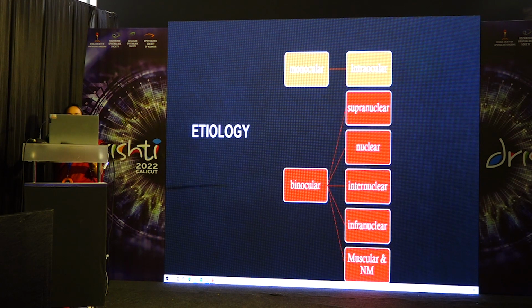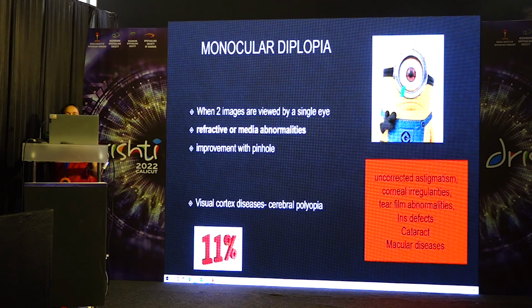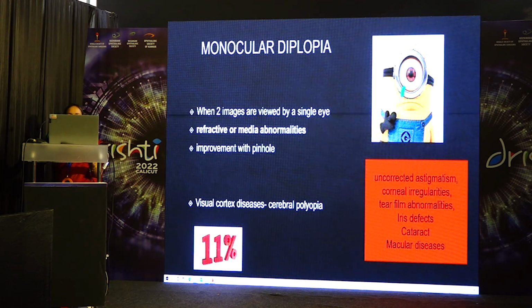a diplopia. Sometimes it can be monocular or binocular. Monocular, the lesions can be local, like intraocular causes. Binocular, the lesions can be at the level of supranuclear, nuclear, internuclear, infranuclear, or at the level of muscle or neuromuscular junction. Monocular diplopia is when the two images are viewed by a single eye, and it's mainly due to refractive or media abnormalities like uncorrected astigmatism, corneal irregularities, tear film abnormalities, iris defects, cataracts, or macular disease.